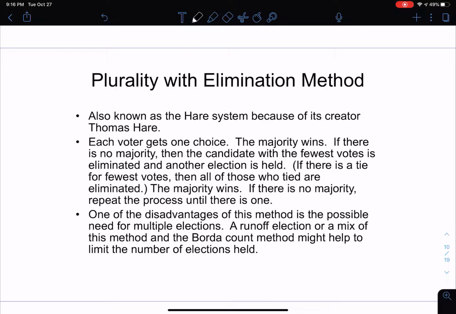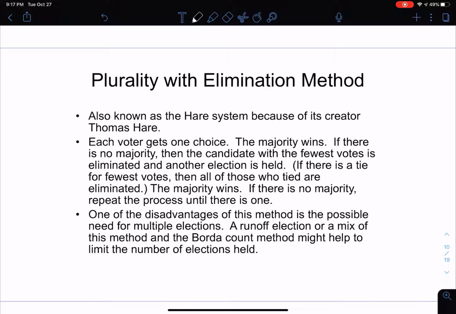is held. So you must have a majority. You must have over half the votes. So it's like plurality, but it has that majority requirement. And if nobody has the majority, then we eliminate the one with the fewest votes and do this again, hold another election. If there's still no majority, repeat the process until there is one.